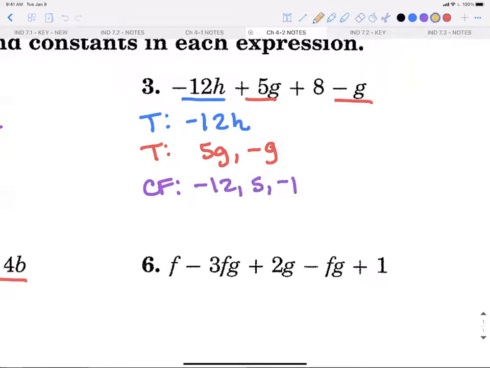And then last, I'm going to list my constants. That's right here, my plus 8. So my 8 is my constant. And again, these are all your terms, but I just broke them out into like terms so that they're grouped together. Okay? And you're going to have to know how to do that in our next one.